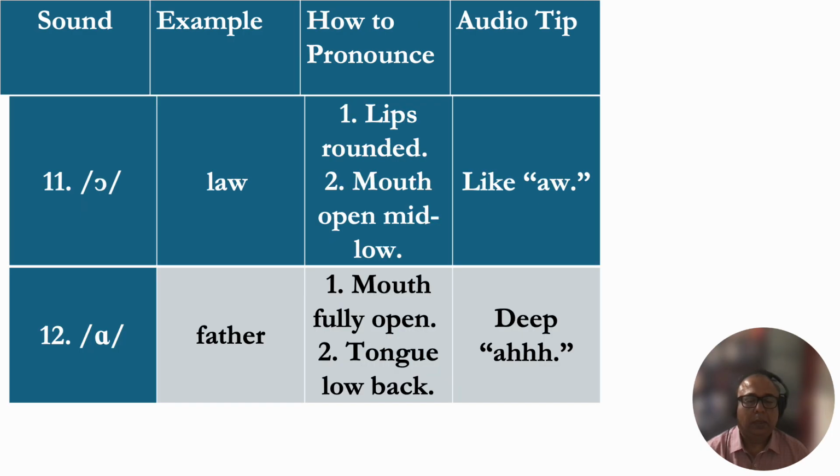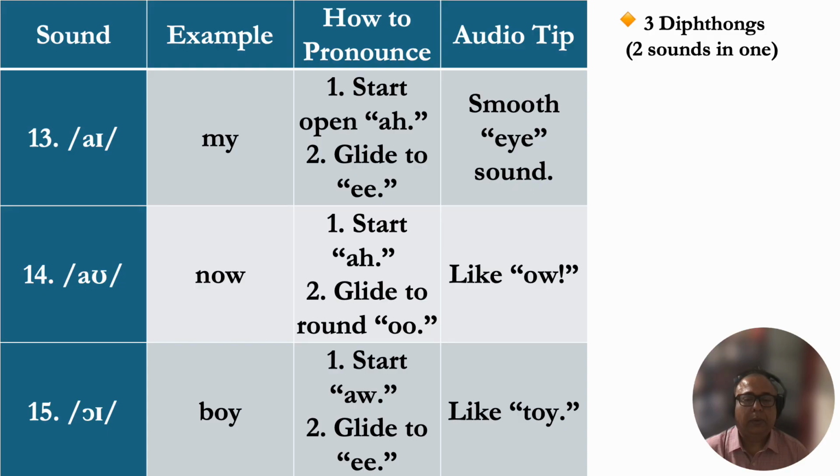11. Your lips are rounded. Your mouth is open mid-low. You know how people say, and then I was sick. Law, law. Number 12 is father. Now this time notice your mouth is fully open and tongue is in low back. It's a deep father. Okay, so we've done 12, right?